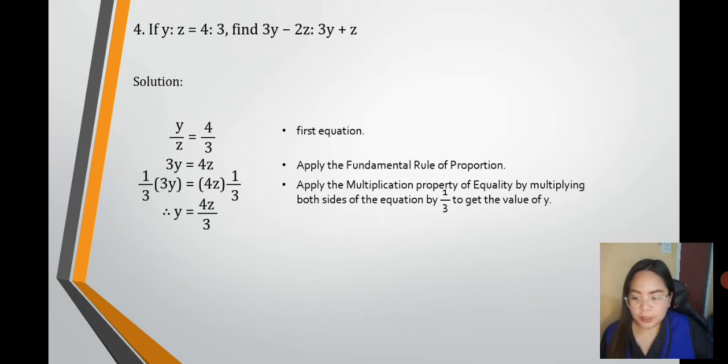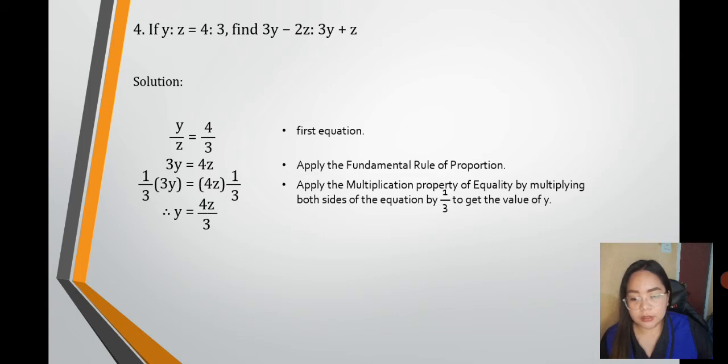Okay, so for example number 4, if y is to z is equal to 4 is to 3, find the 3y minus 2z is to 3y plus z. So, our solution is, susulat muna natin yung first equation, which is y over z is equal to 4 over 3. So, apply the fundamental rule of proportion. We have 3y is equal to 4z.